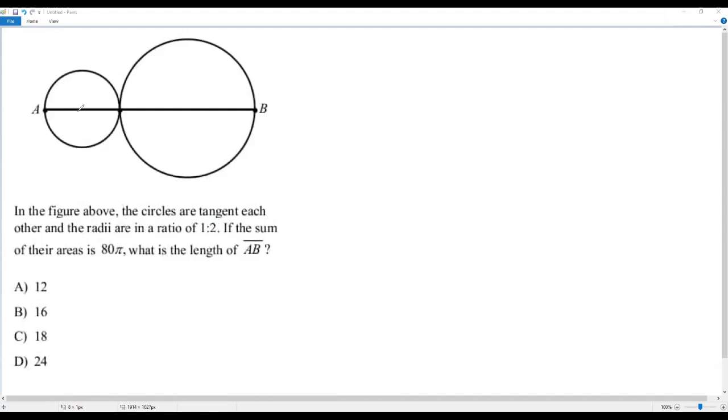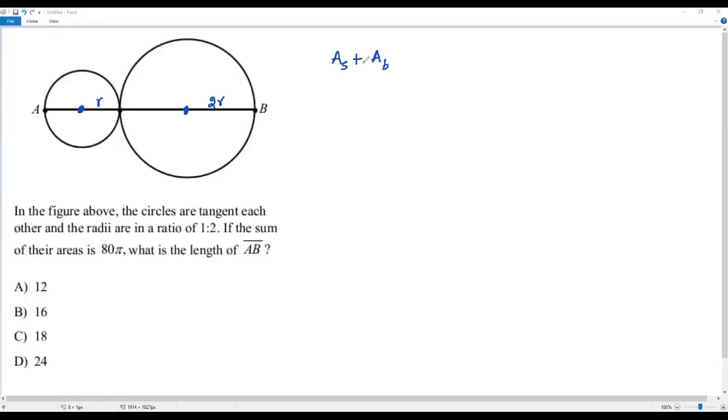Okay, first let me mark the center of each circle. And here this is the center. Let me assume r as the radius of the smaller circle. Then what is the radius of the bigger circle? The radius of the bigger circle has to be 2 times this r, that is, 2 times the radius of the smaller circle. That is, 2r is the radius of the bigger circle. Now let me consider the area of the smaller circle as AS and the area of the bigger circle as AB.